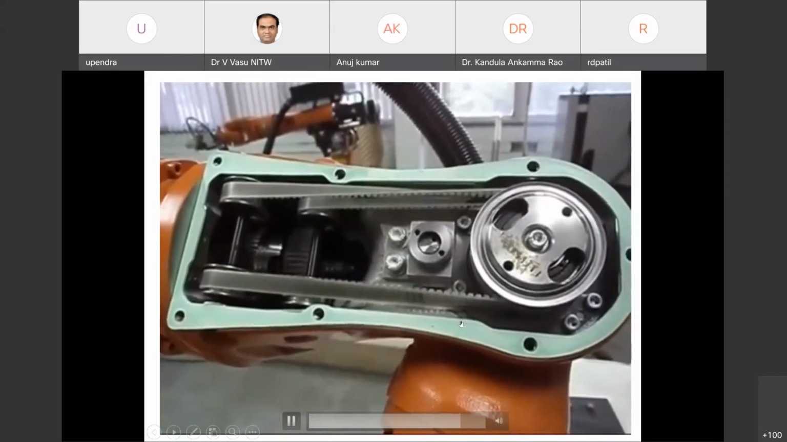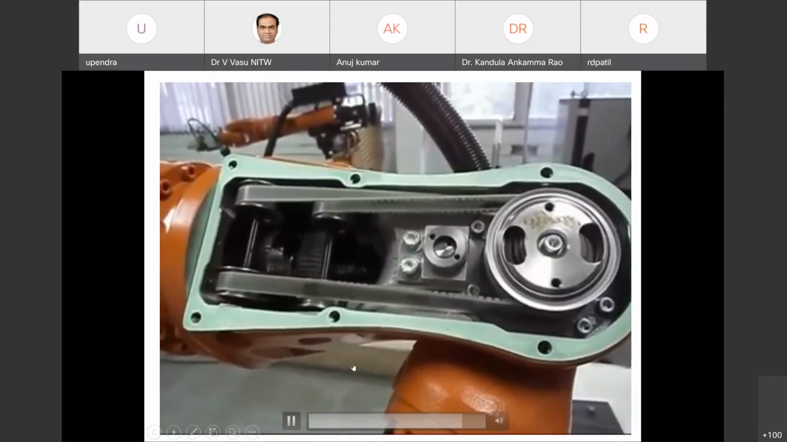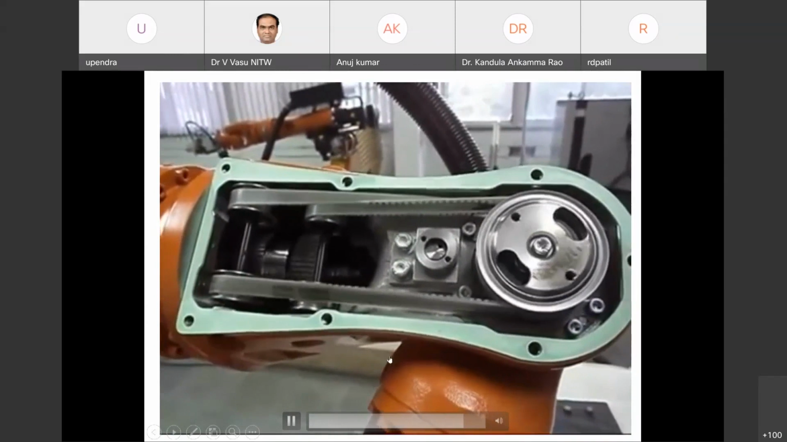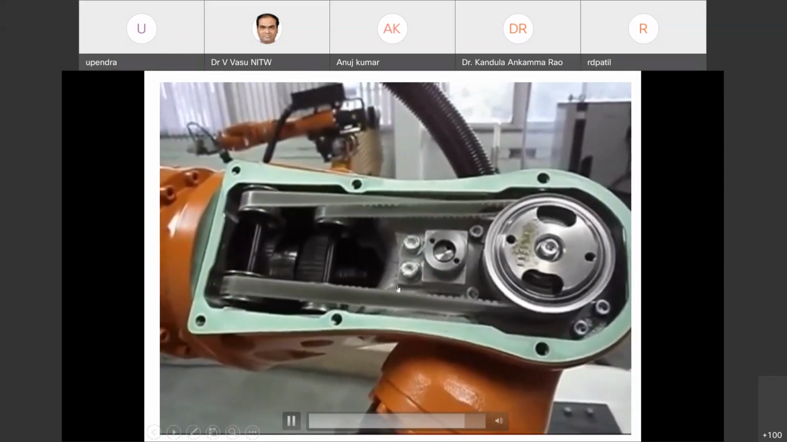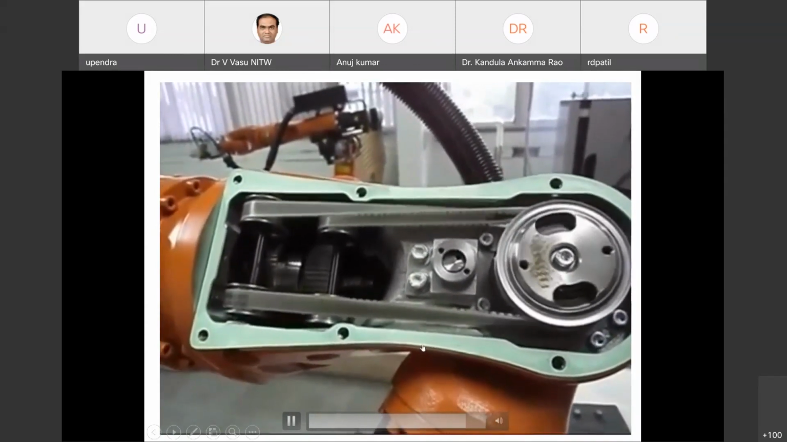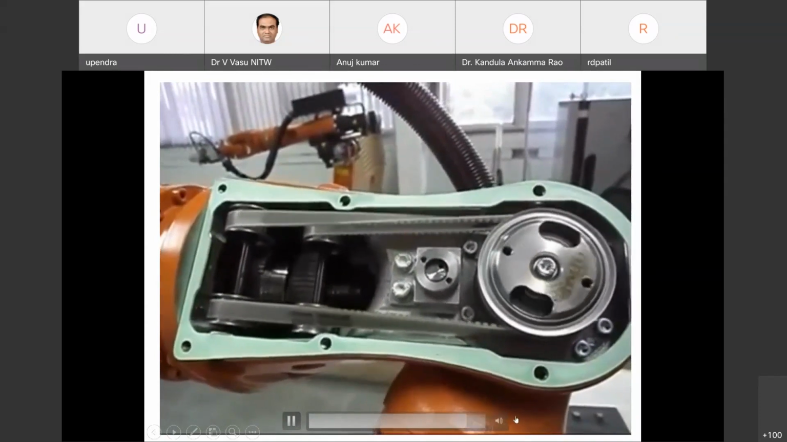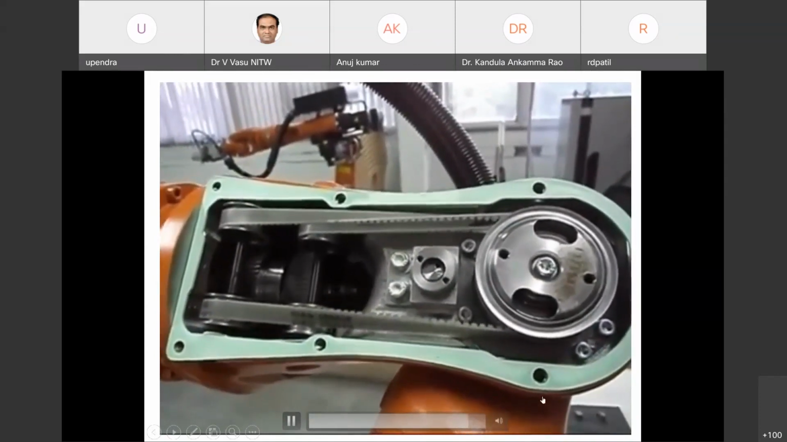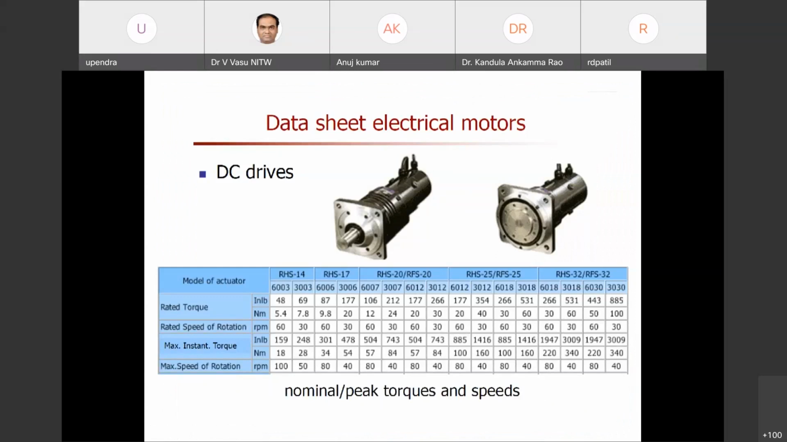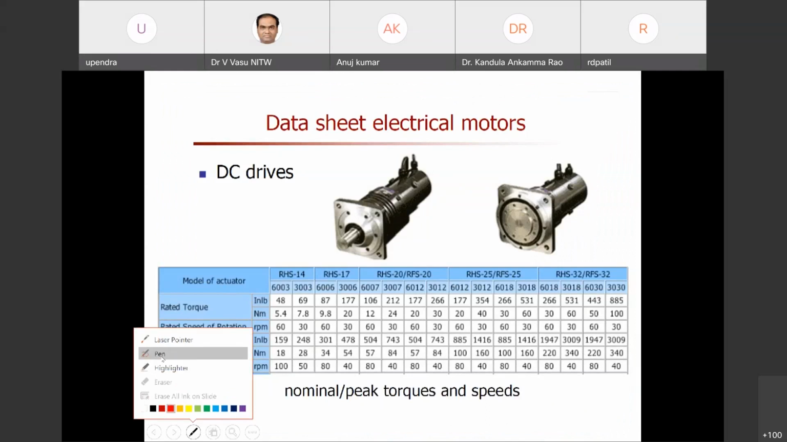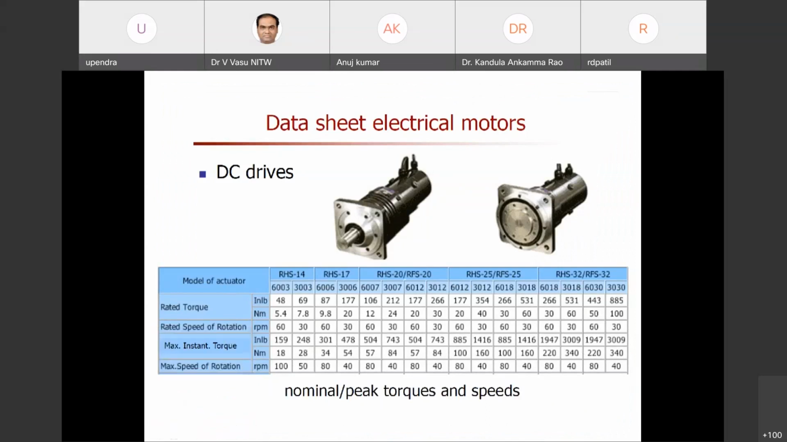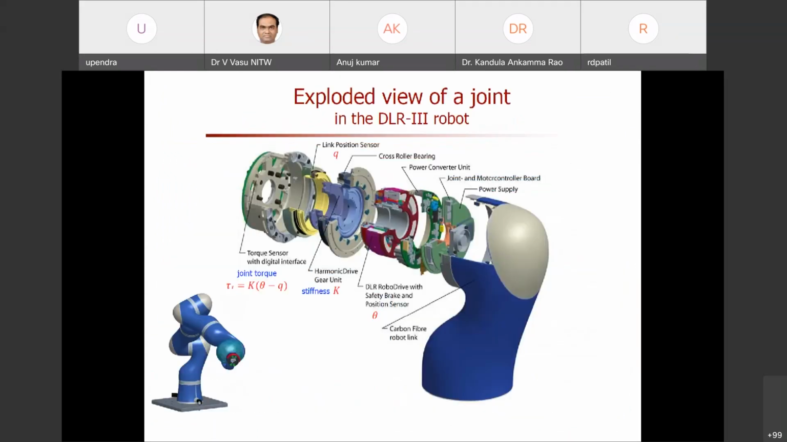This is axis 5. So this is how the gears and the belt drive transmissions are mainly used in the Kuka robot that we are going to be using. These are some of the DC motors mainly used in the robot system, and we also have the torque specifications and the speed rating.